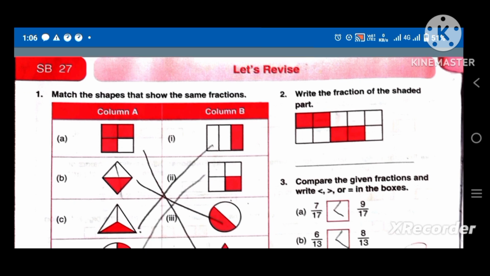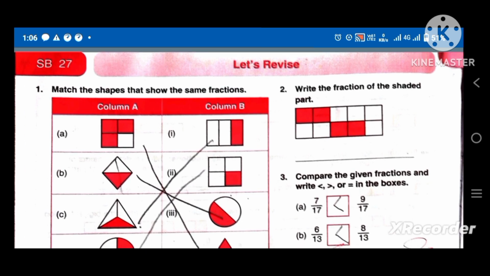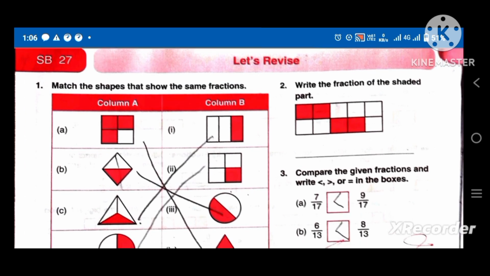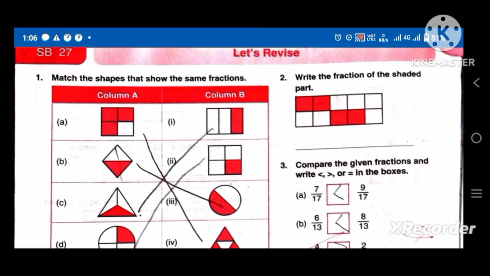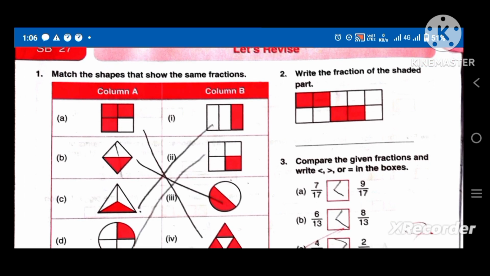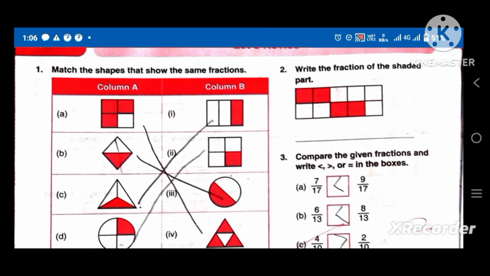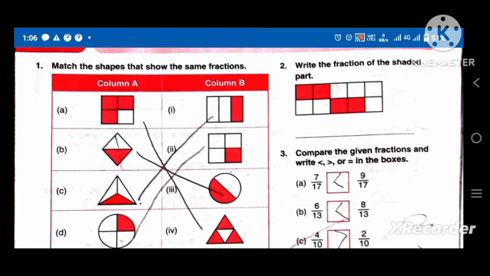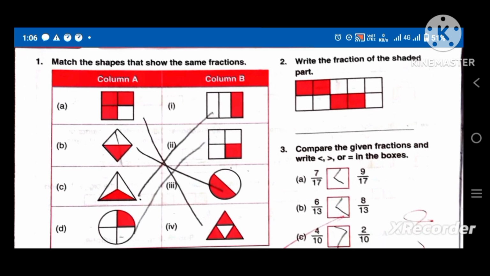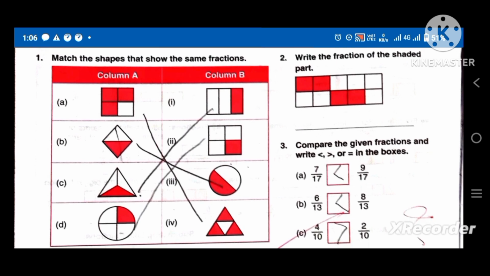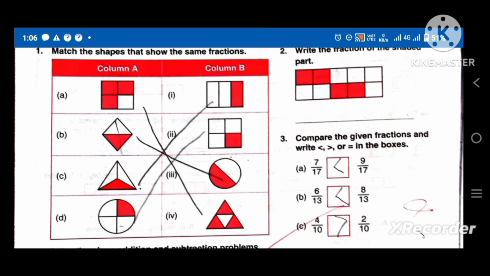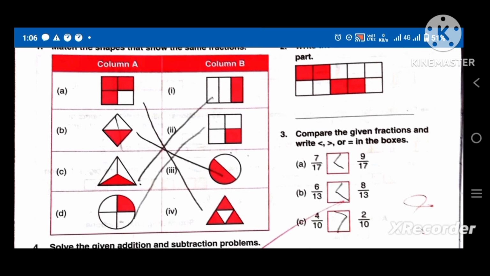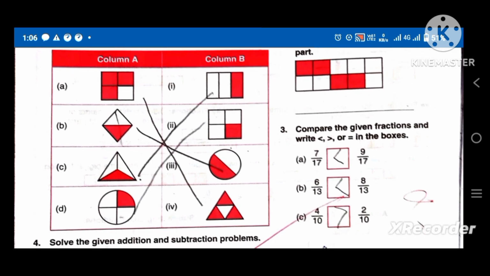Let's revise. First main, match the shapes that show the same fractions. Column A, column B. In A picture, 4 parts are there, 3 parts are shaded. We add this to the fourth picture in the second column, because in that triangle 4 parts are there, 3 parts are shaded.